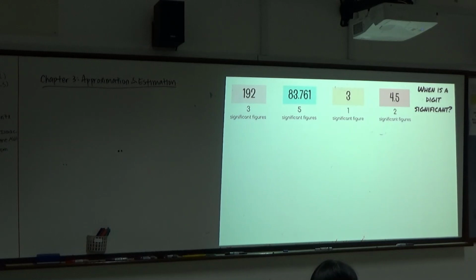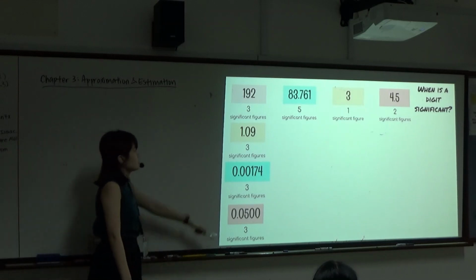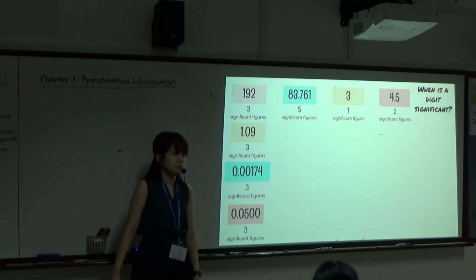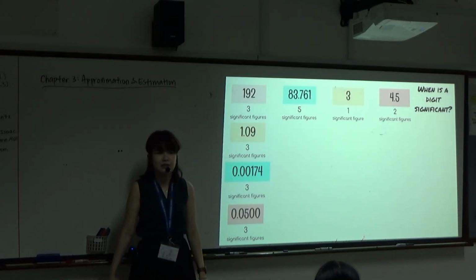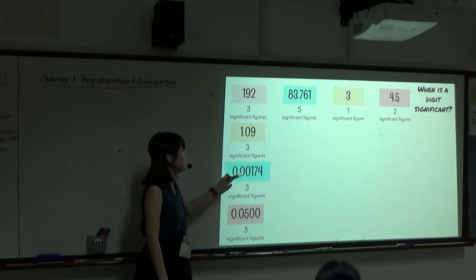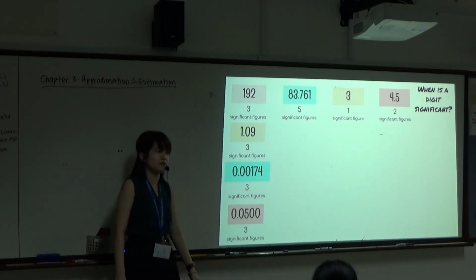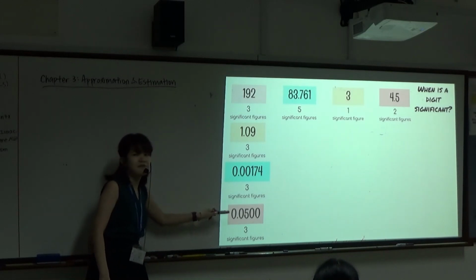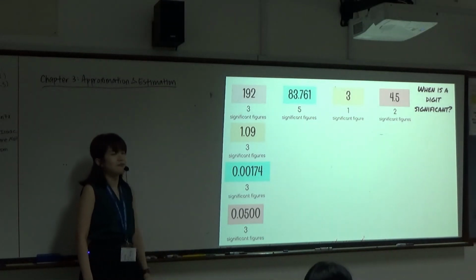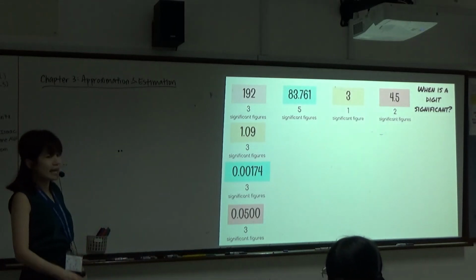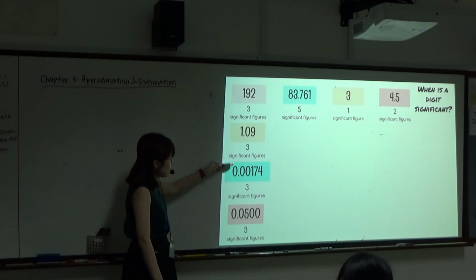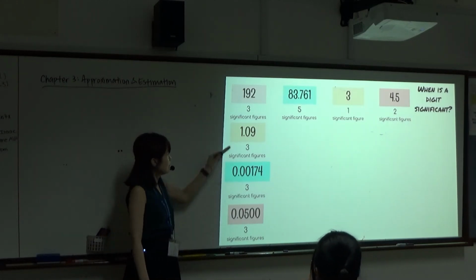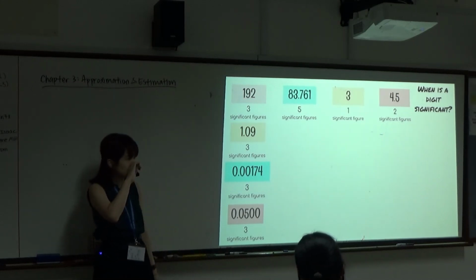But notice that these numbers here don't have 0 inside them. What happens when there are zeros? So I'm telling you now that 1.09 has 3 significant figures, but then 0.00174 has 3 significant figures, and 0.0500 is actually 3 significant figures. Can you make a quick guess in deciding how I went about counting the number of significant figures in these 3 numbers? Yes, Jazil.